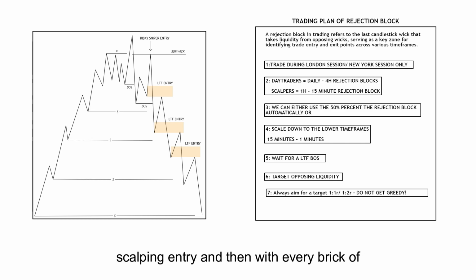And then with every break of structure, just like I stated in the how to stop fear of FOMO video, make sure you watch that video also. With every break of structure, price will come back and give us a pullback into a lower time frame entry to target opposing liquidity, taking out the range lows until we reach our main week low as our main target. And we always aim for a 1:1 R to a 1:2 R. We do not get greedy.